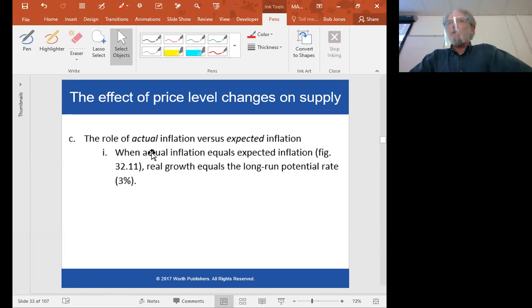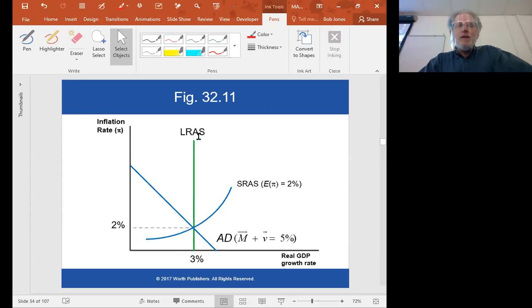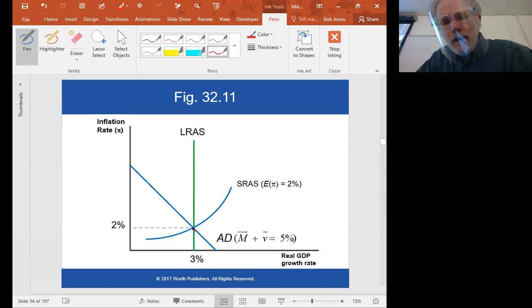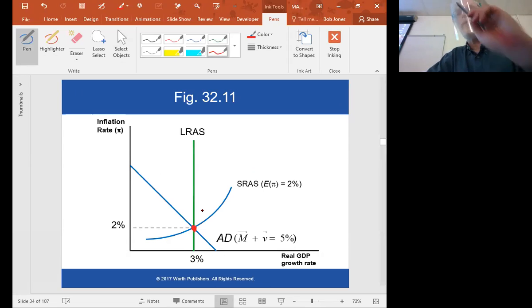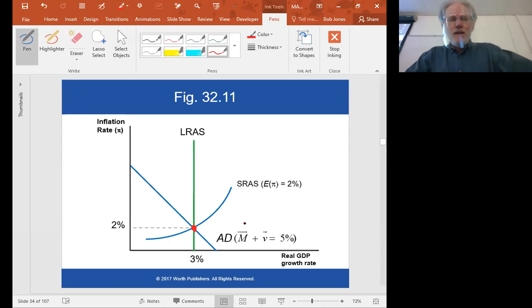When actual inflation equals expected inflation, for example, if people think there's going to be 1% inflation, and then it turns out that there was 1% inflation, then real growth will be at the long run potential growth rate. That's what we're seeing here. Okay. Now this graph puts in the whole short run aggregate supply curve, but all we're talking about at this point is the red dot there. Okay.